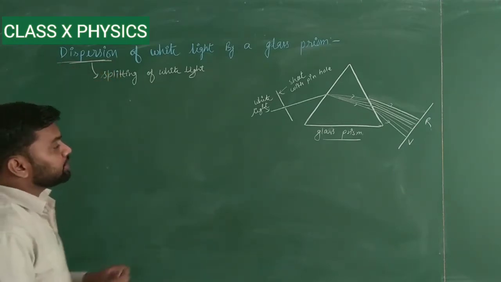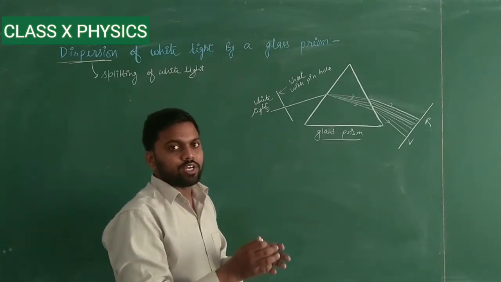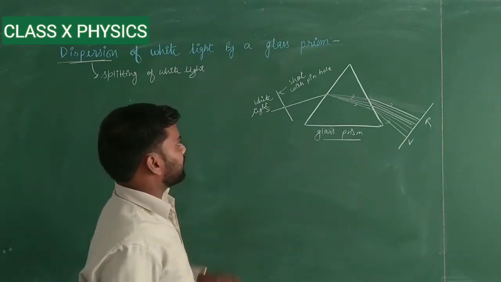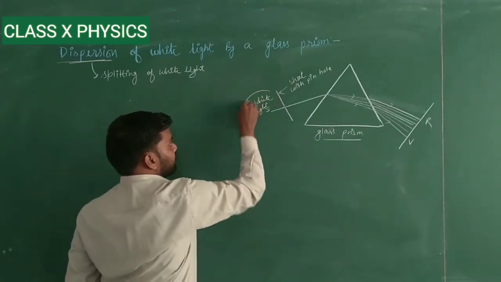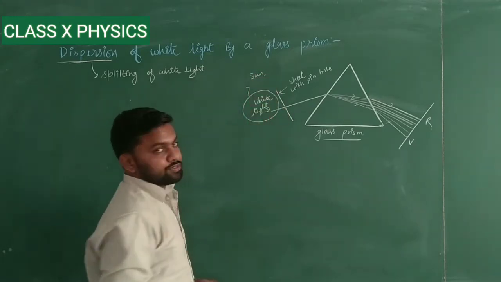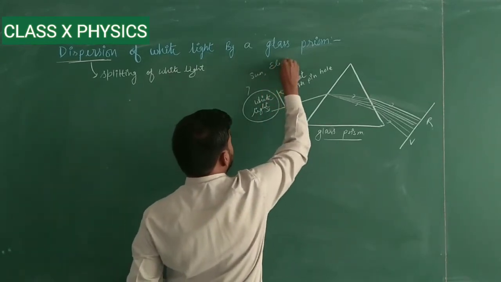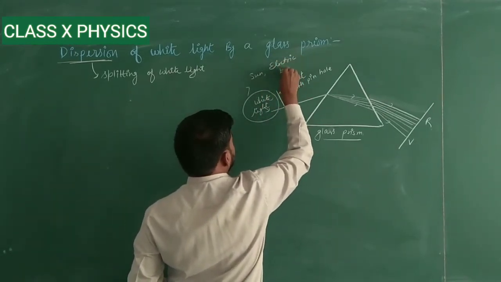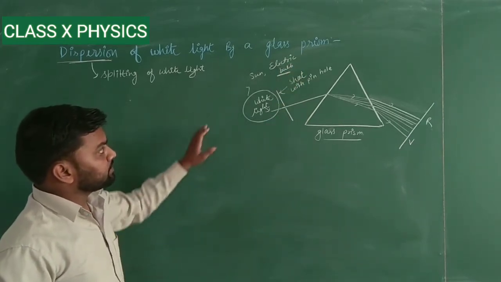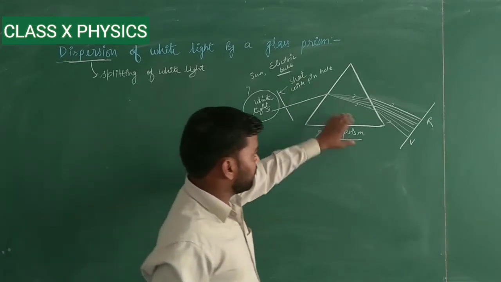Dispersion means splitting of light, मतलब लाइट का फैल जाना. It is known as the dispersion of light. In this case we are using white light. White light can be obtained from the sun. The light of the sun is a white light, and the electric bulb we use in our home is also a white light. Here we will see what happens when a light ray travels through a glass prism.